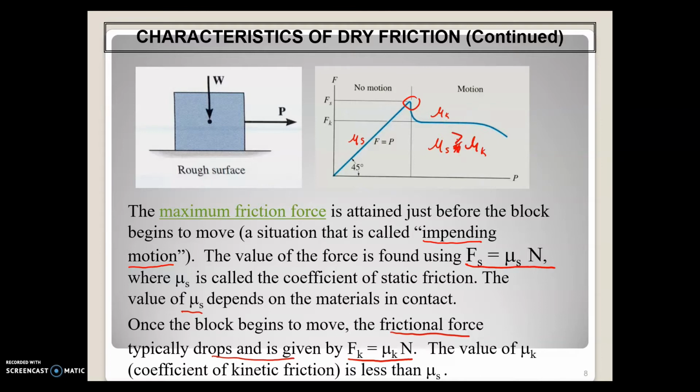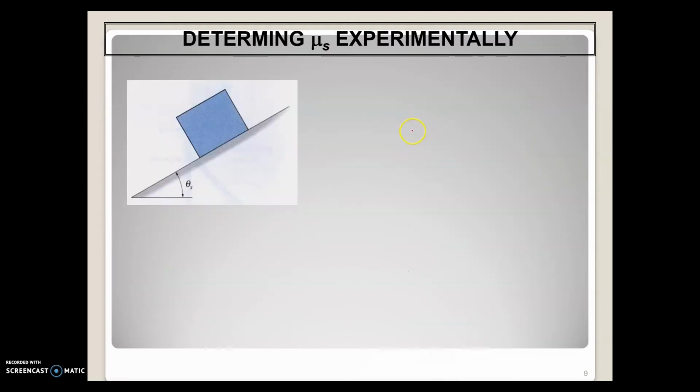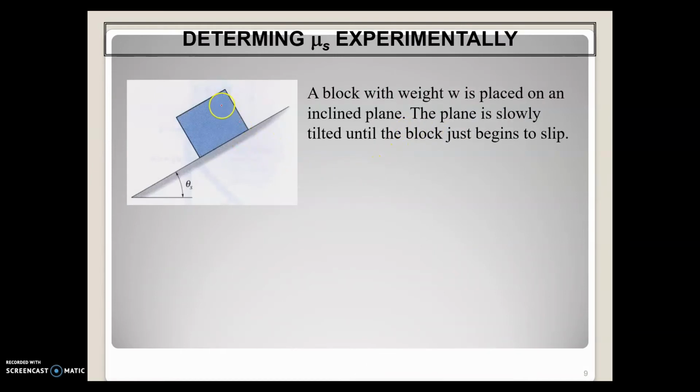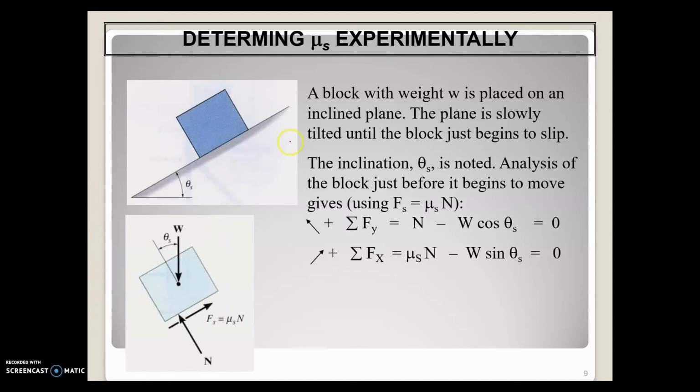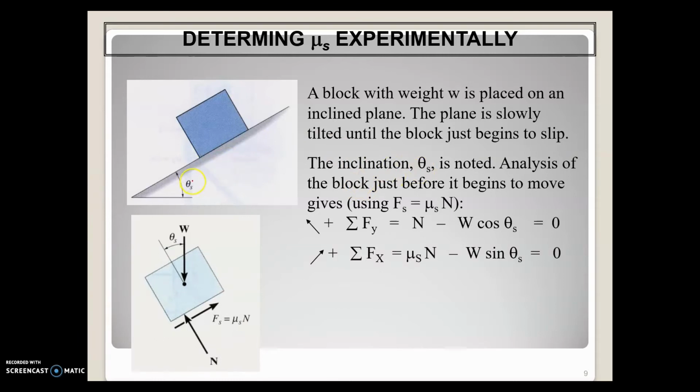A block with weight W is placed on an inclined plane. Di mana the block ni berada di inclined plane. The plane is slowly tilted until the block just begins to slip. The inclination is theta s. Analysis of the block just before it begins to move gives static friction equal to coefficient of friction times normal force. Fs equal to mu s N.